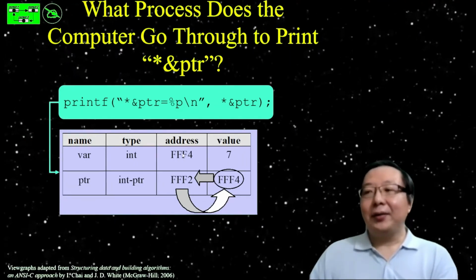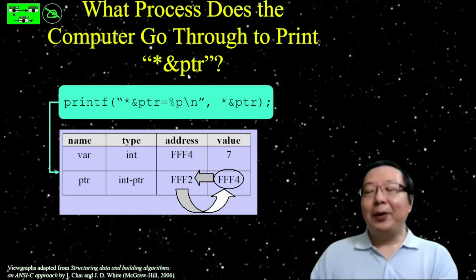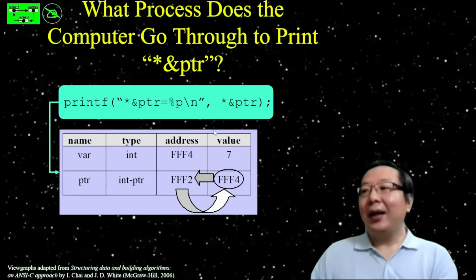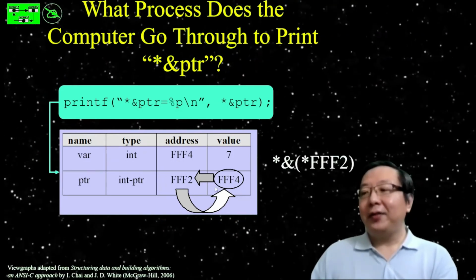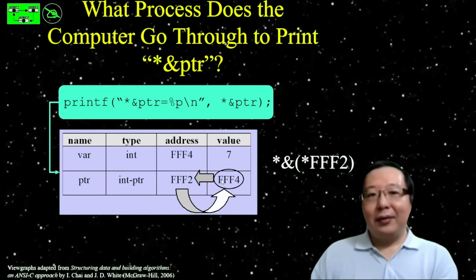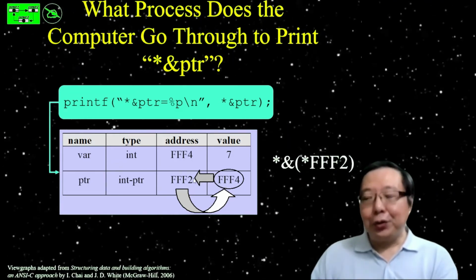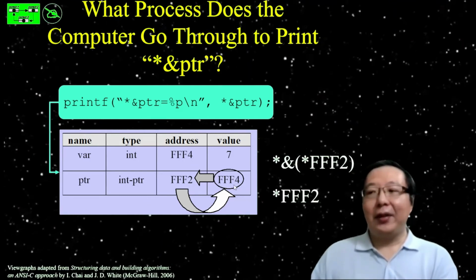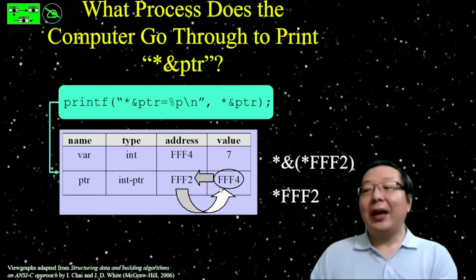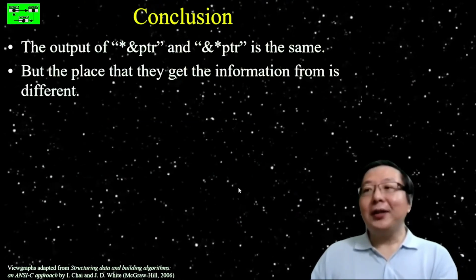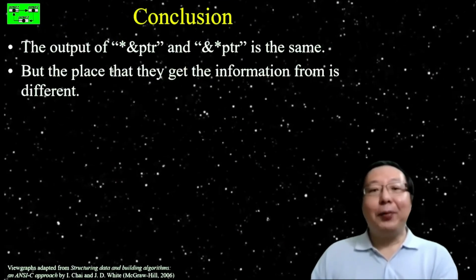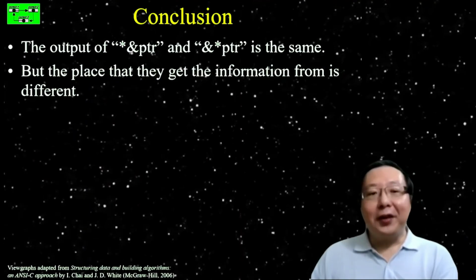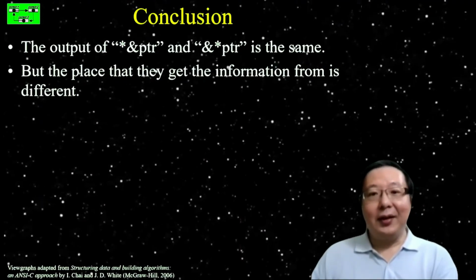How about this one? Star ampersand PTR. First we get the address of PTR, which is FFF2. Then we dereference the address of FFF2, which is FFF4. So we got the same value, but we got them from a different place. Okay?